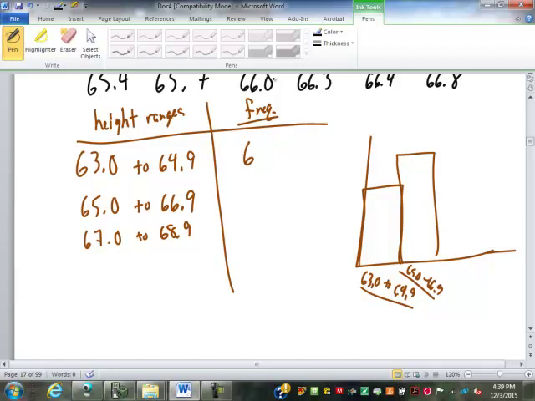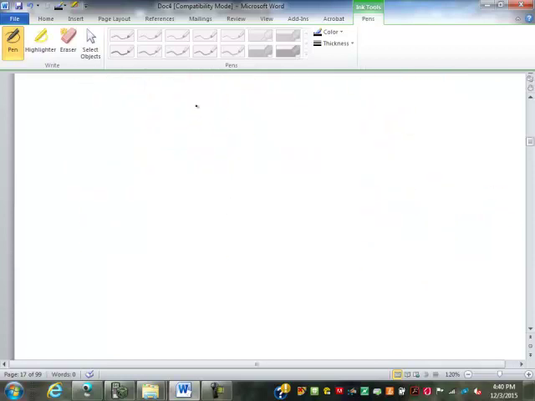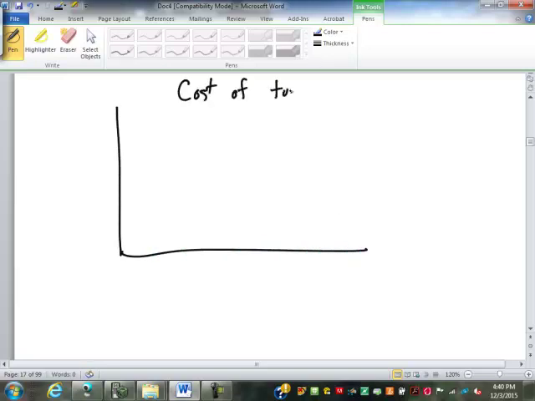There is another type of graph that doesn't necessarily have to do with organizing a large set of data. What it has to do is following a single data point over time. Let's say I'm going to do a graph of your cost of tuition per credit. And yes, I am going to cheat. I'm going to break my graph here.